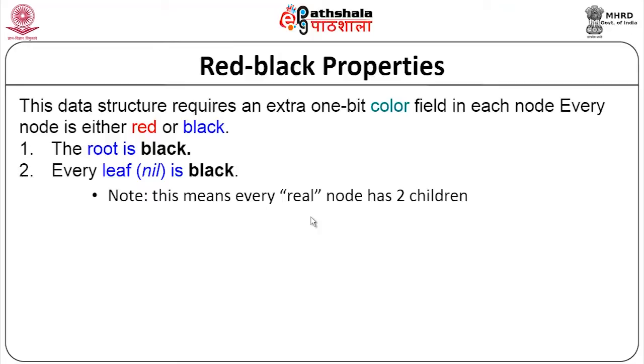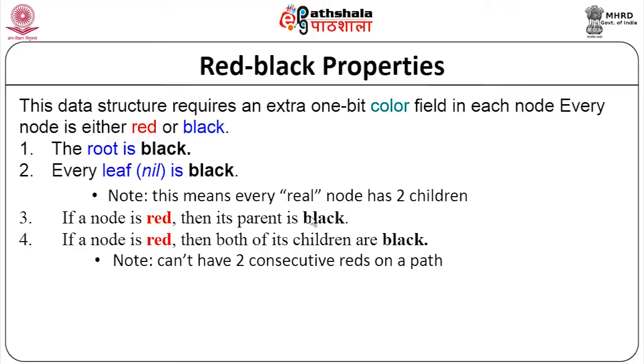Okay. Then every leaf is also black. So, that means every real node will have 2 children, null children, and those null children will be black. Now, if a node is red, then its parent is black. You cannot have a red child having a red parent, it can only have a black parent. If a node is red, then both the children are black. That means, you can note that the red node comes between 2 black nodes, its parent is black, both its children are also black. That means, we cannot have 2 consecutive reds on a path.